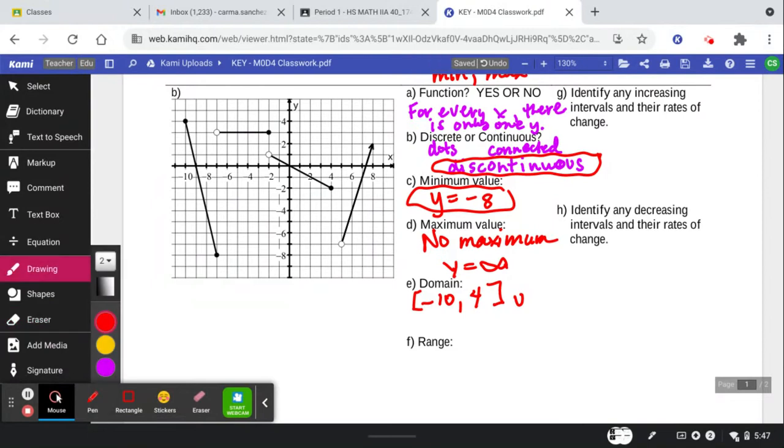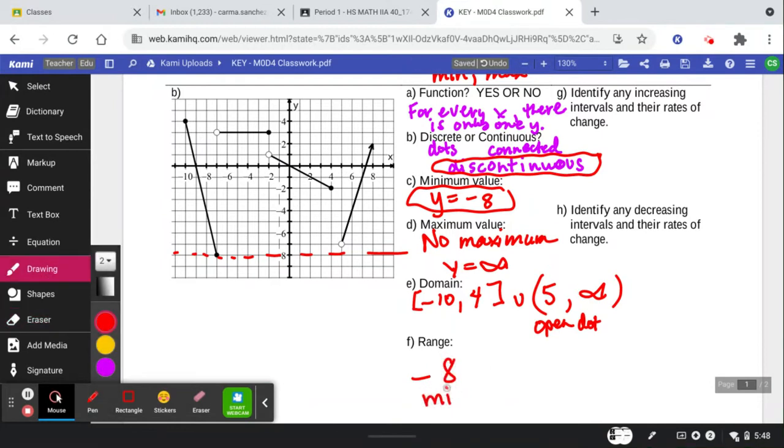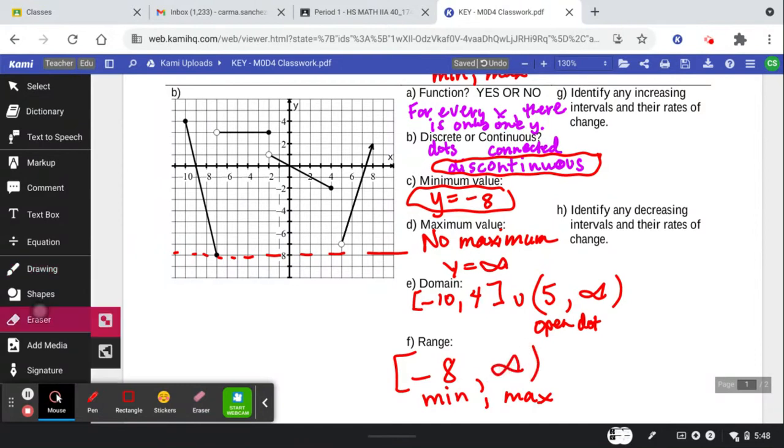Okay, looking at the next piece, we're starting at 5 and going to infinity. Infinity always gets an open bracket. What about this 5? Do you see how it's an open dot there? So we're going to use an open bracket because of the open dot. Okay, range. What's the lowest point of my graph? We already did that. Here's my minimum. Oops, not infinity, people. -8. Okay, my min to my max is my range. So it goes from -8 up to forever, the maximum, infinity.